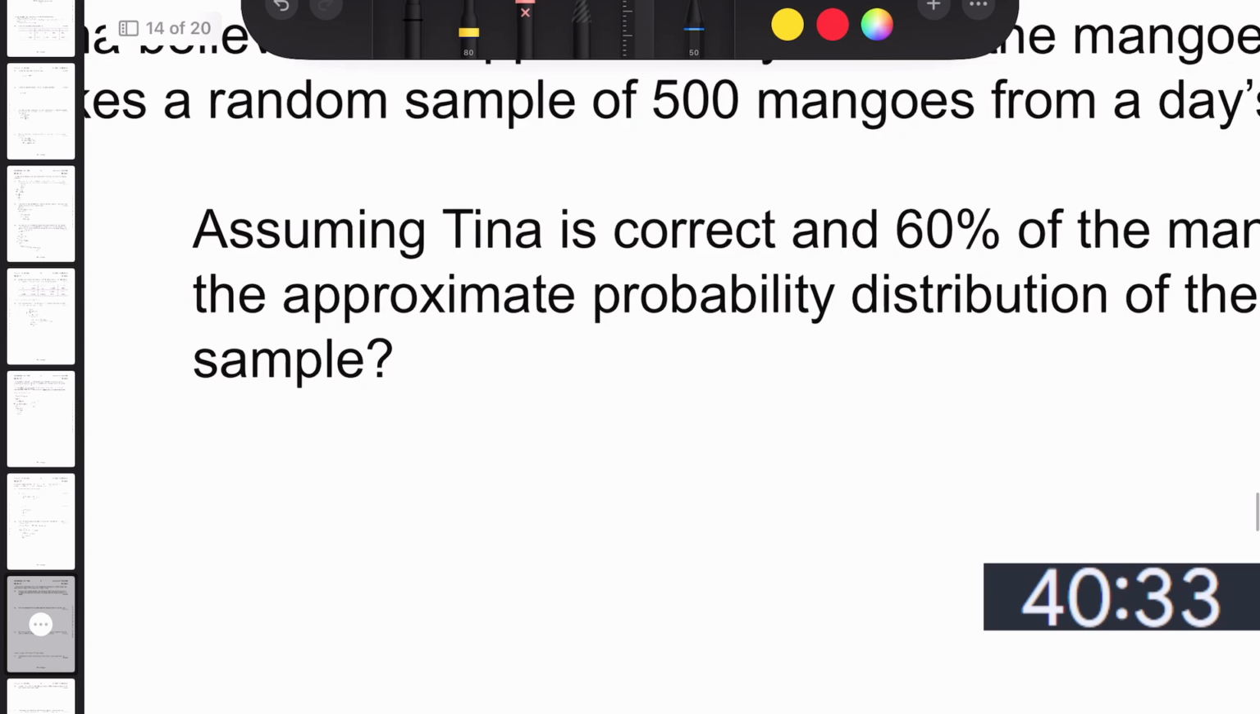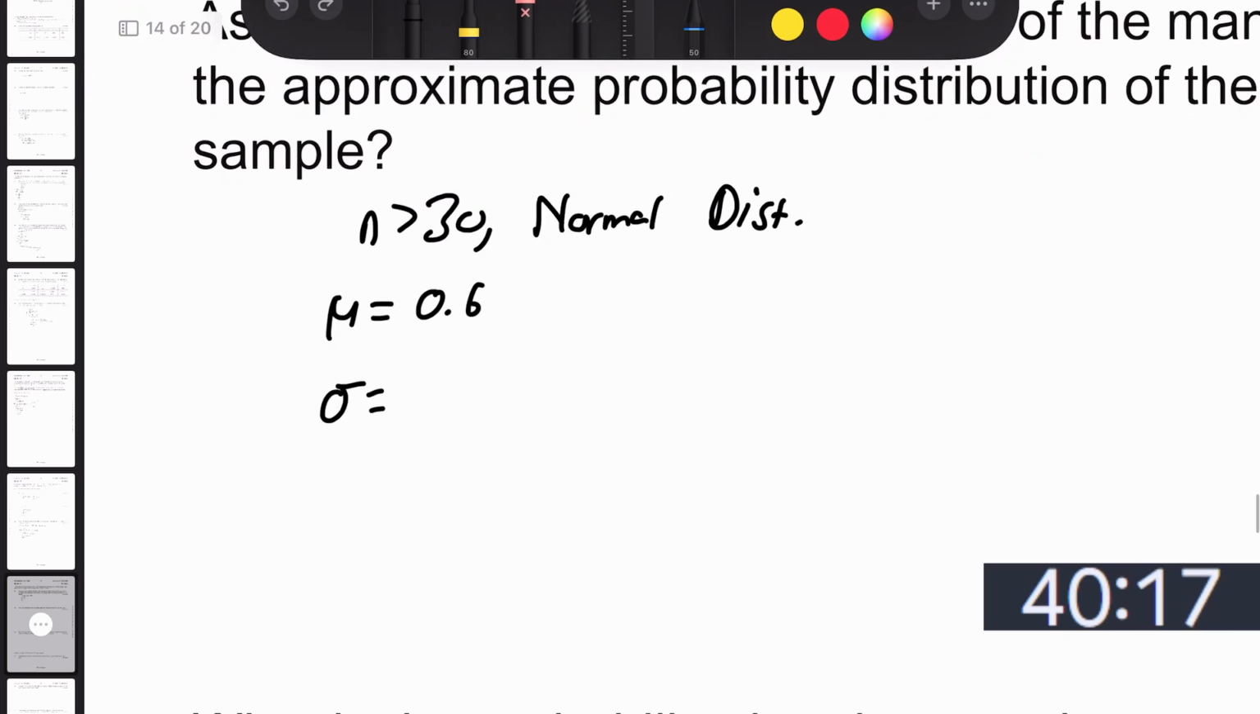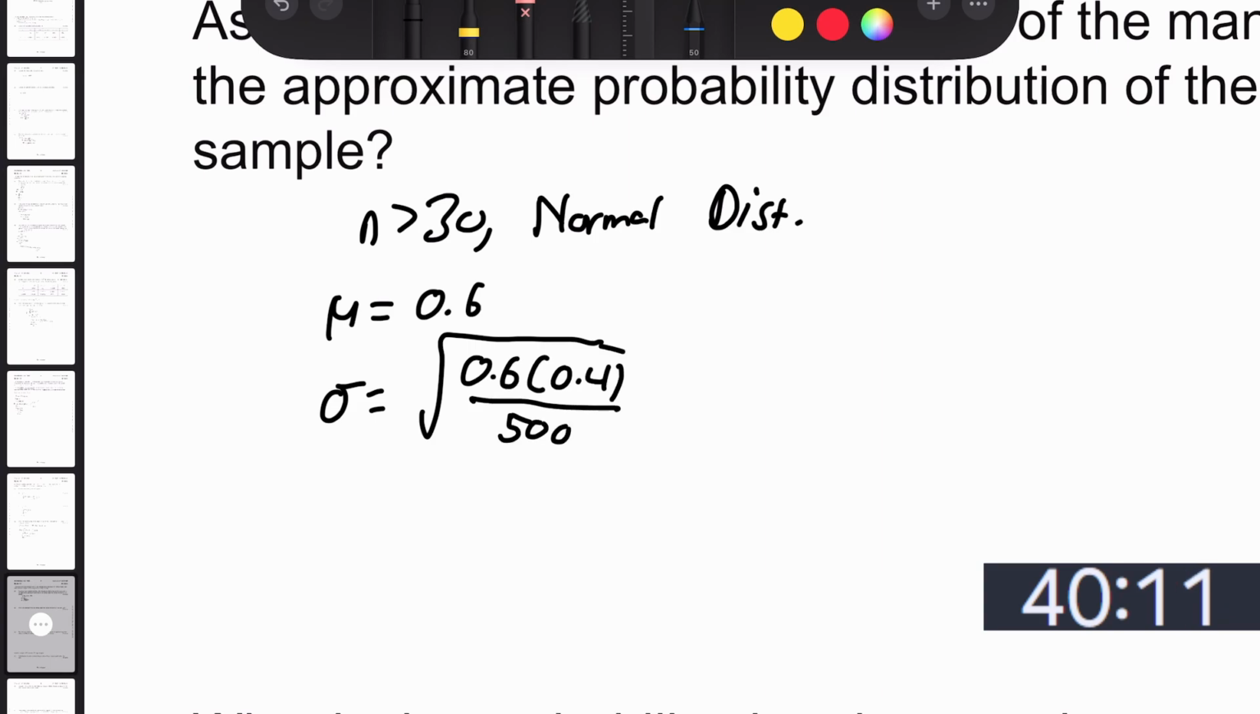Oh, okay. So then, as n is greater than 30, normal distribution, where the mean is 0.6 and the standard deviation is the square root of 0.6 times 0.4 all over 500. So we equal to 0.6 times 0.4 over 500.